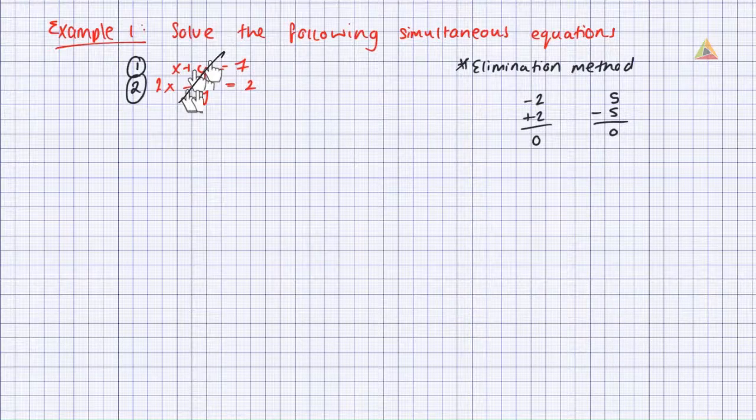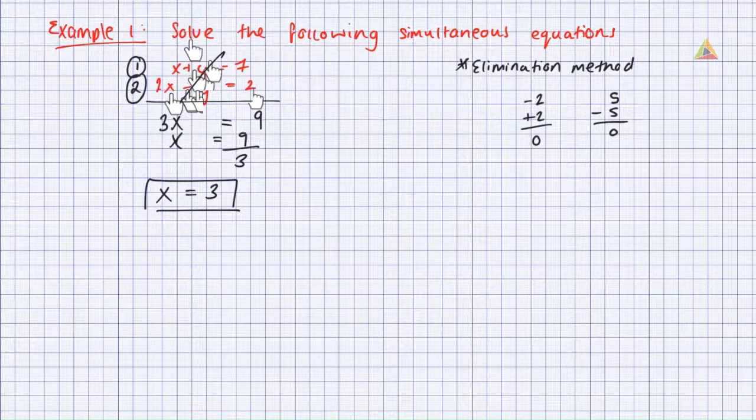So they cancel out. Now what we do next is we're going to add the x's. So x plus 2x gives us 3x is equal to 7 plus 2 gives us 9. So now we can solve for x. So if 3x is equal to 9, x is equal to 9 divided by 3. Therefore x is equal to 3. So that's one of your solutions.